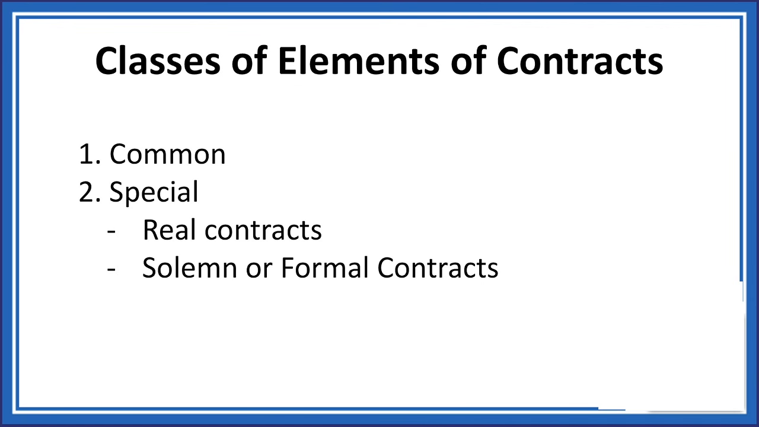Now, these elements are subdivided into common and special elements. Pag sinabi mong common elements, ito nga yung present in all contracts, okay? Such as consent, object, and cause. Yan tatlo talaga. Pero meron din tayong tinatawag na special elements, which are present only in certain contracts. Example, if it is a real contract, then dapat meron pang-apat na element doon. And alam nyo na, that is delivery.